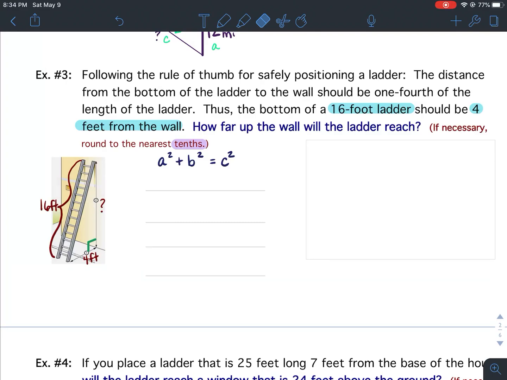Pythagorean Theorem, Lesson 24 notes, example number 3. Following the rule of thumb for safely positioning a ladder, the distance from the bottom of the ladder to the wall should be 1/4 the length of the ladder. Okay, so let me explain this.